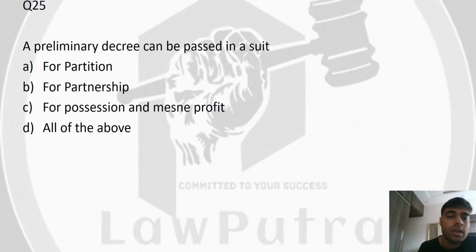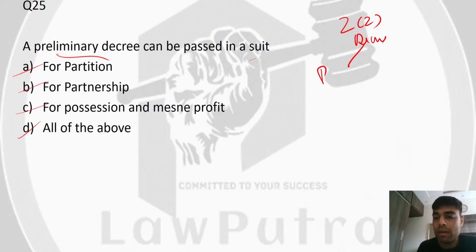So next question. A preliminary decree can be passed in a suit for partition, for partnership, for possession and mesne profits, all of the above. So now see, we know that in CPC section 2(2) has the definition of decree, and a decree can be preliminary and it can be final. Okay? So in which suit can it be filed? Preliminary decree can be passed in which suit?